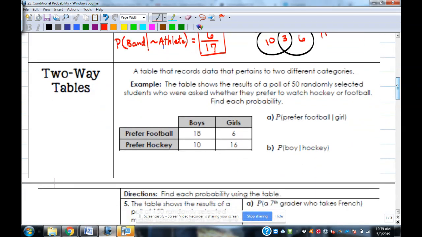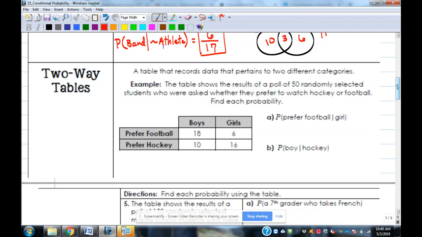Another helpful thing in doing probabilities are these 2-way tables. A table that records the data that pertains to 2 different categories. So this is kind of like a Venn diagram, but in a table form, and a lot of times it is organized a lot better and really can make it easy to pull things out of. In this example, the table shows the results of a poll for 50 randomly selected students that were asked whether they prefer to watch hockey or football. Find each probability.